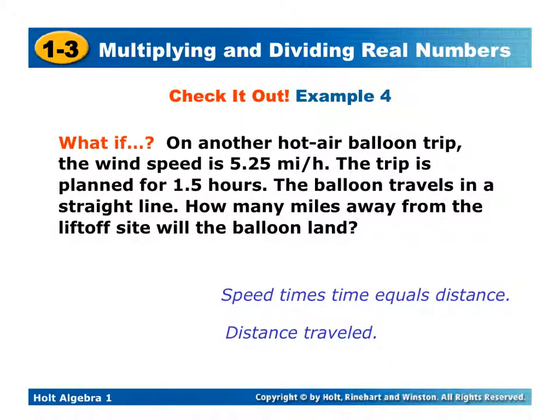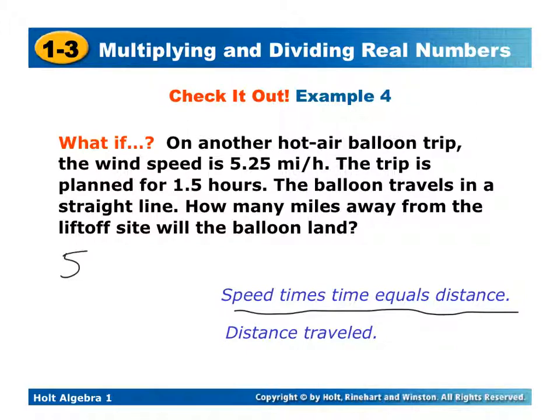So now why don't you try this one out on your own? What if, on another hot air balloon trip, the wind speed is 5.25 or 5 1/4 miles per hour, and the trip is planned for 1.5 hours. The balloon travels in a straight line. We want to know how many miles away from the liftoff site the balloon will land. So remember, speed times time equals distance. So try this one out on your own.